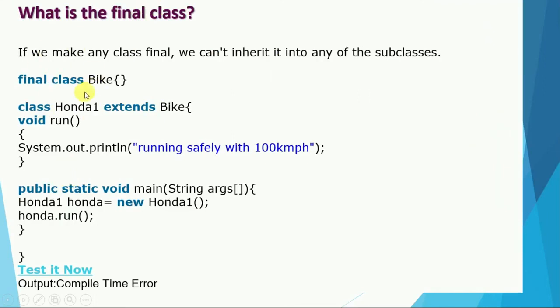So what is a final class? If we make any class final, we can't inherit it in any subclass. In this example, as you can see, it will throw an error. We have a parent class Bike and a child class Honda. The parent class is final, so we can't inherit it, and we are trying to extend and inherit this parent class. We can't inherit it in any of the subclasses, which is why it will throw an error.